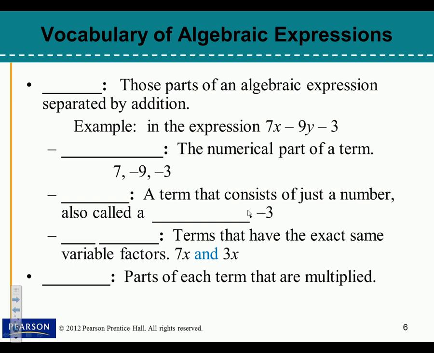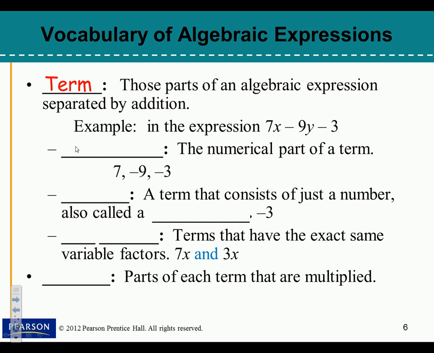Let's talk about some vocabulary of algebraic expressions. First off, very important, is the word term. A term refers to any part of an algebraic expression that is separated by addition, of course, or subtraction, because subtraction could be written as addition. The expression 7x minus 9y minus 3 has 3 terms because there are 3 terms that are separated by an addition sign. So I want you to write the number 3 here and circle it to show me that you are listening.